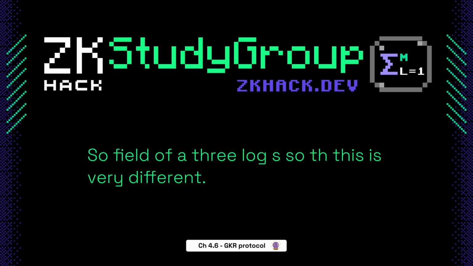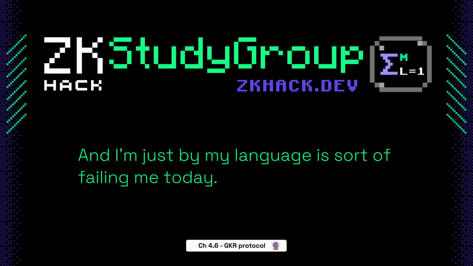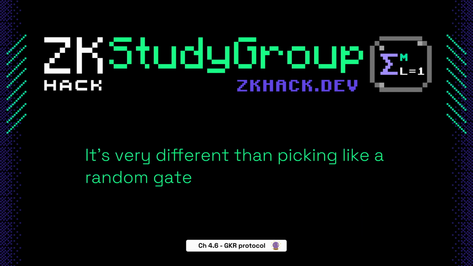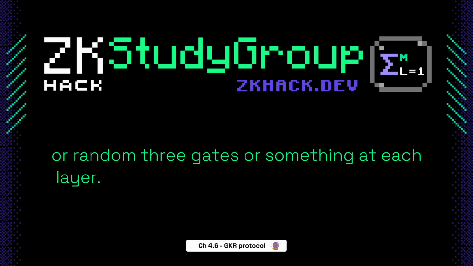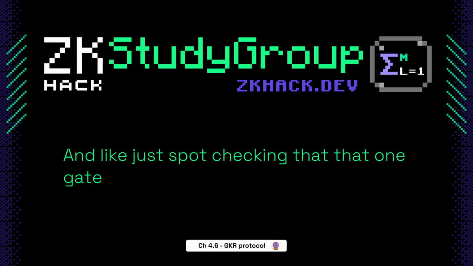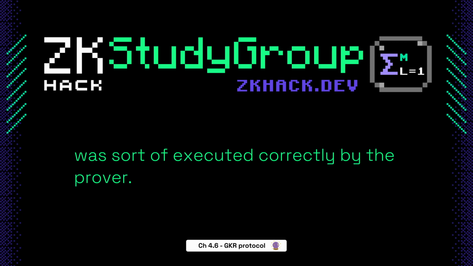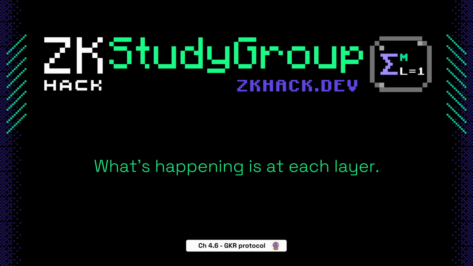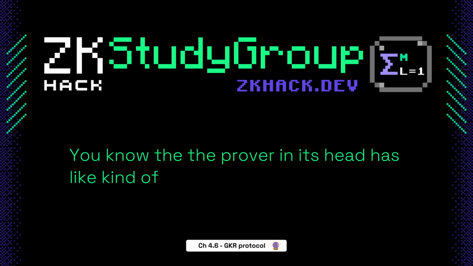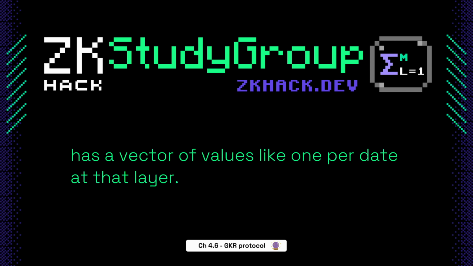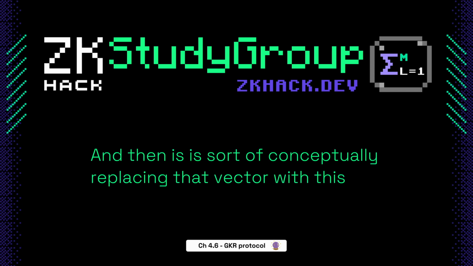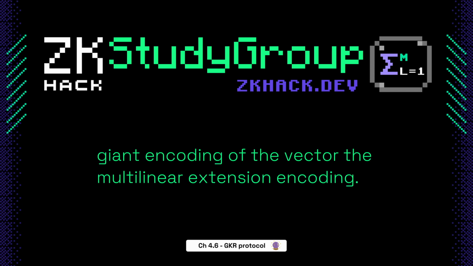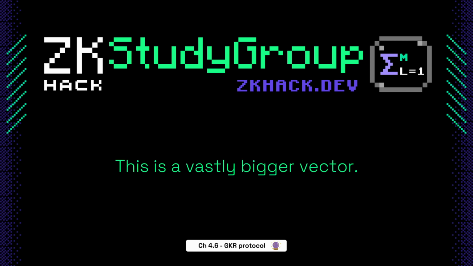So this is very different. This is what I'm trying to get at, and my language is failing me today. It's very different than picking a random gate or a random 3 gates at each layer, and just spot checking that one gate was executed correctly by the prover. That's not what's happening. What's happening is at each layer, the prover in its head has a vector of values, one per gate at that layer, right? And then is conceptually replacing that vector with this giant encoding of the vector, the multilinear extension encoding. This is a vastly bigger vector.